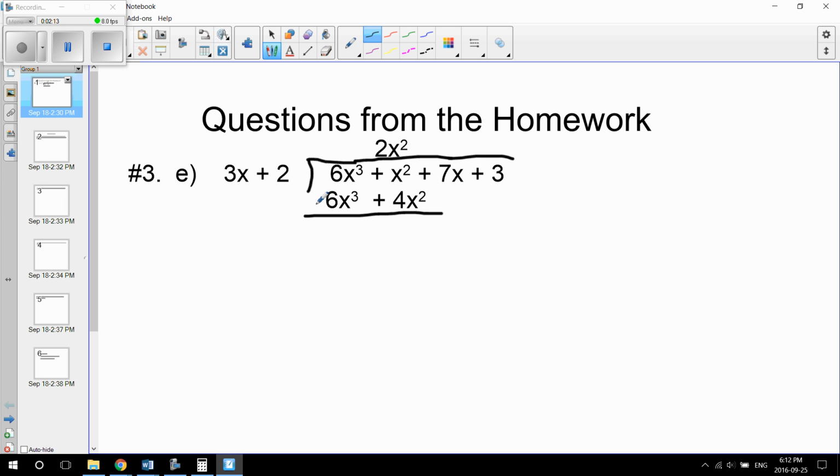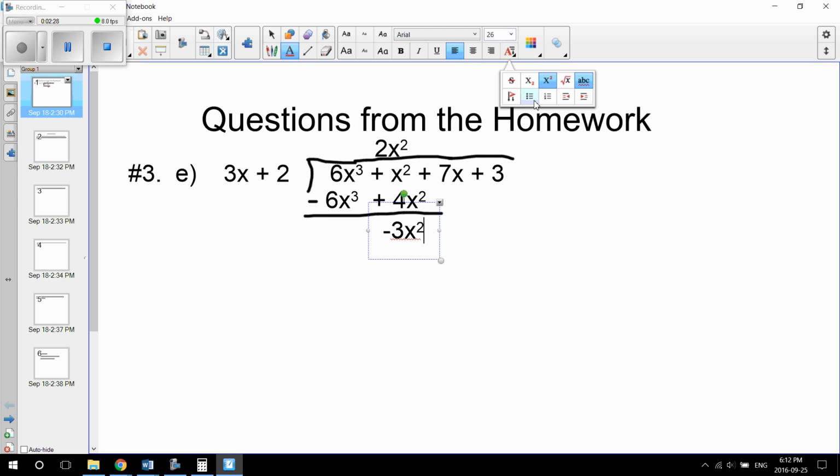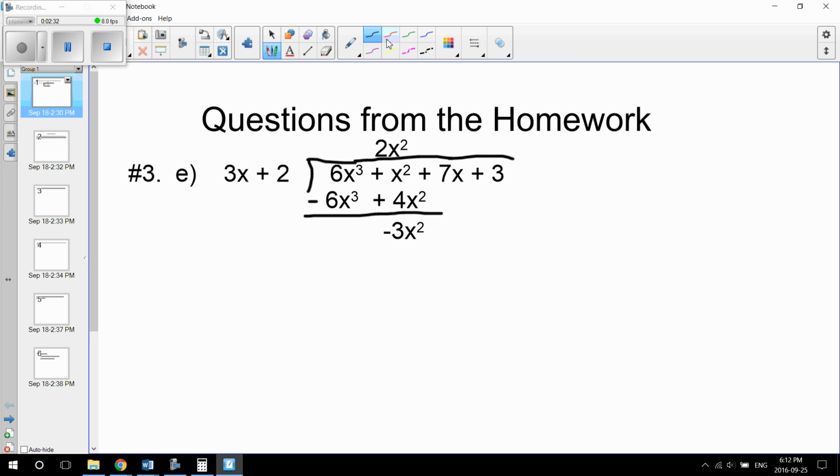Remember that we always minus these out. So we know that those cancel each other out. And then x squared minus a positive 4x squared gives us a negative 3x squared. And then remember, we carry down the next number, which in this case is the 7x.